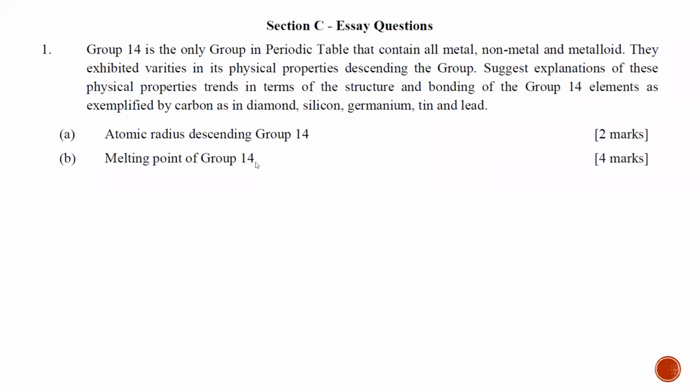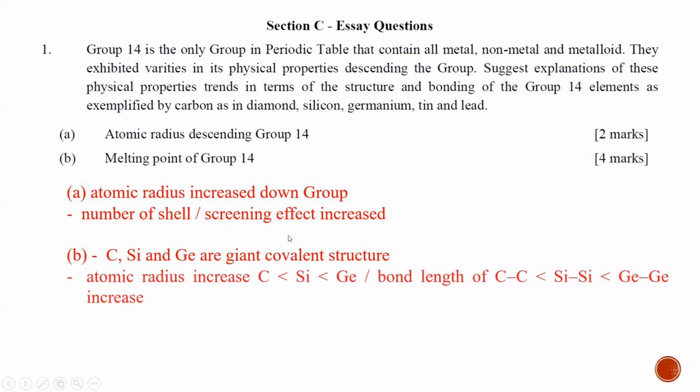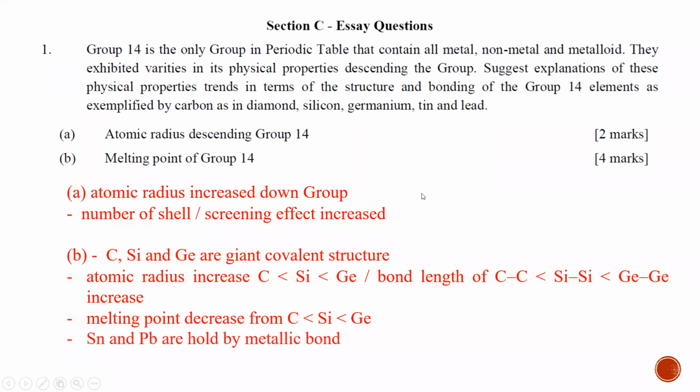A. Atomic radius descending group 14. So you must mention that atomic radius increases when going down group 14. Why? Because the number of shells or screening effect increases, which increases the effective nuclear charge. Whereas in terms of melting point, you have to mention that carbon, silicon, germanium are giant covalent structures. So the atomic radius increases from carbon to silicon to germanium. Therefore, the bond strength decreases, causing the melting point to decrease from carbon to silicon to germanium, whereas tin and lead are held by metallic bond. So that is all the 4 key points that you have to mention for tin and lead.